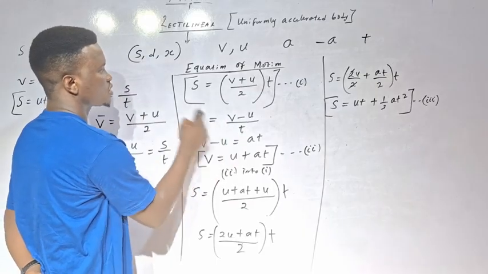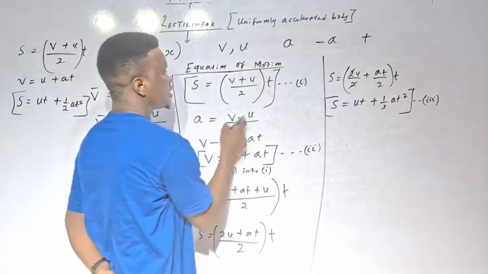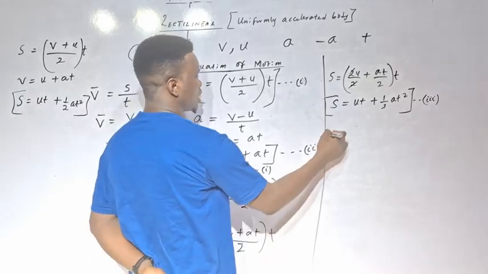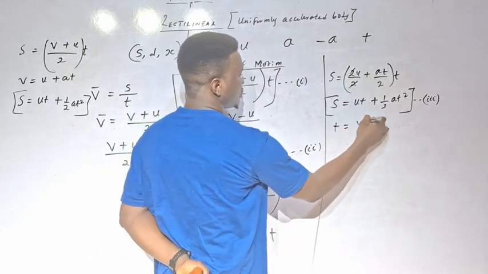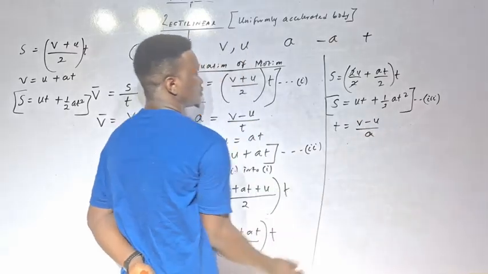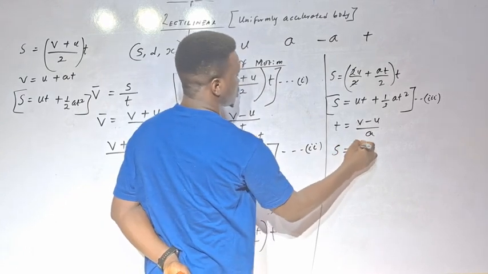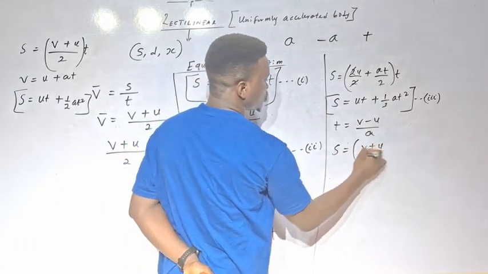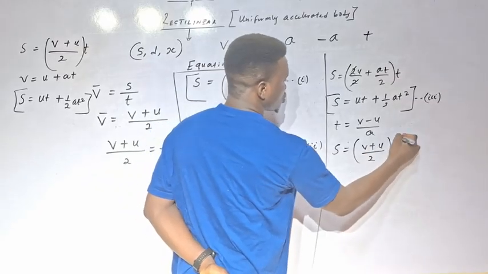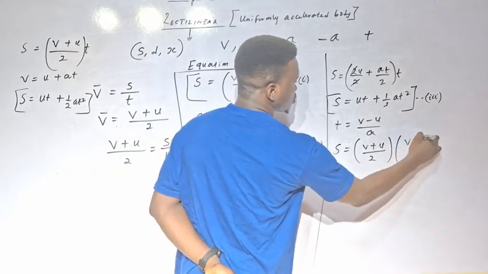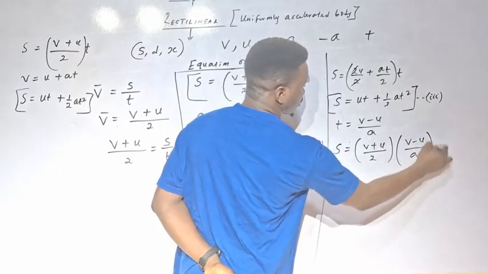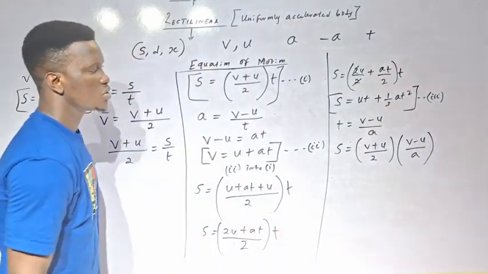Yes, let's make time the subject of the formula. So if we make time the subject of the formula, we have t is equal to v minus u over a. So let's bring t here now. So we can say s is equal to (v plus u) over 2 into (v minus u) all over a. Is that taken? So let's simplify that.